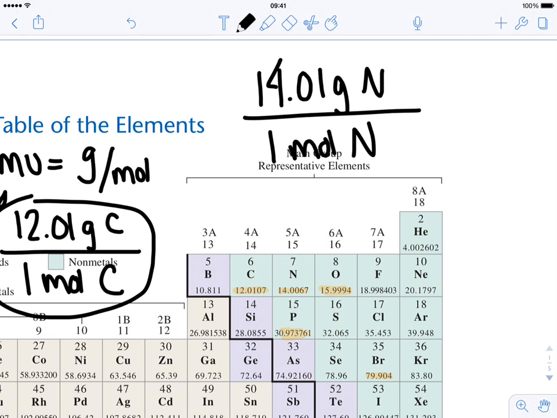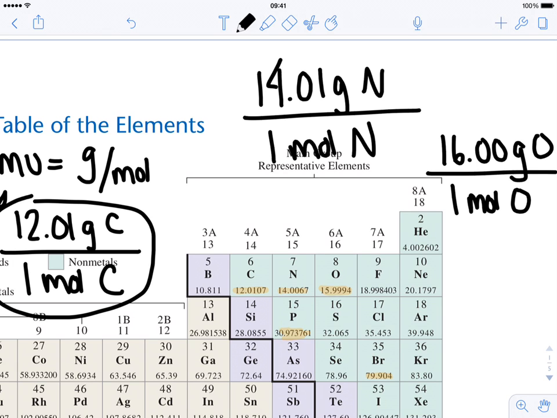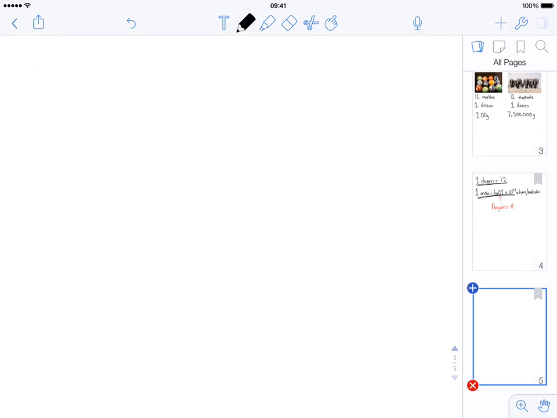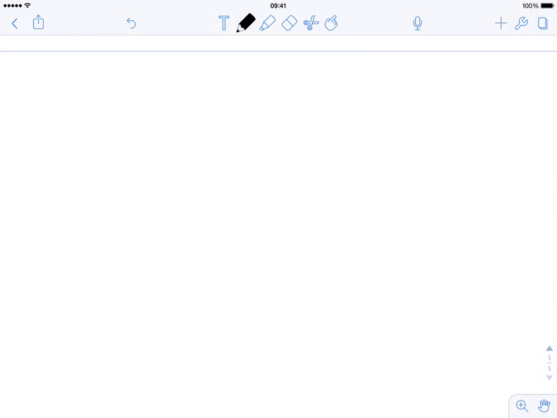If we look at oxygen, rounded to 2 decimal places, the atomic mass of oxygen is 16.00. That means that there are 16.00 grams of oxygen in 1 mole of oxygen. Okay? So let's tie this all together now.